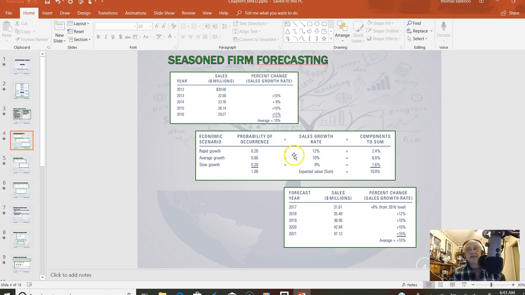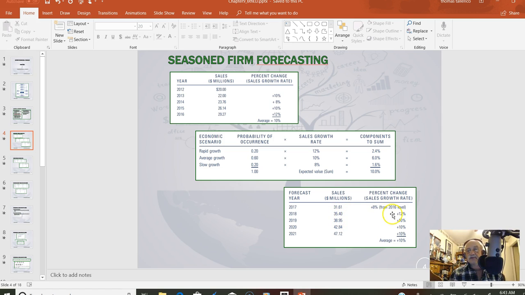Now, for the seasoned firm, we know these numbers, I said already. This is in the past. Now, here's the future. Notice the magic word there, forecast. So we pick up where we left off, 2016. Here's 2017 through 2021, and we forecast these sales, right? Again, these are forecasted. And the percent change, again, is the difference here divided by the beginning value, and that should give you 12%. So subtract these two numbers, and you will get 12%.